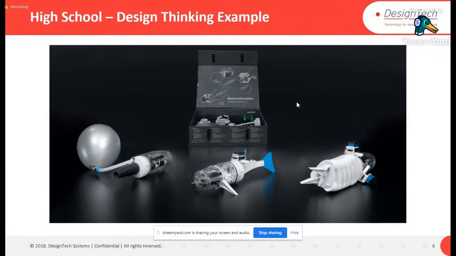At some point or the other, we have always wondered how a fish swims. How does the elephant trunk work? How is the chameleon able to just snap and catch an insect and eat it? So there's a lot of science behind this biology also.